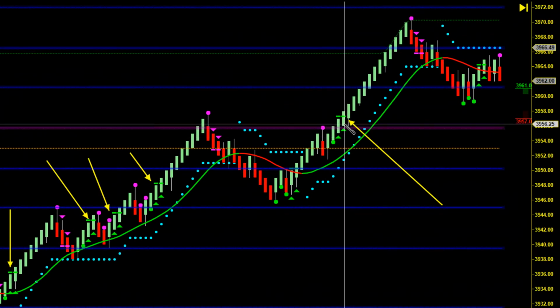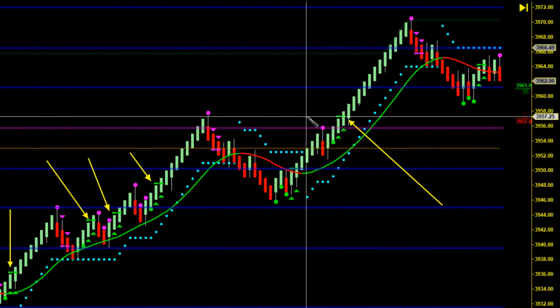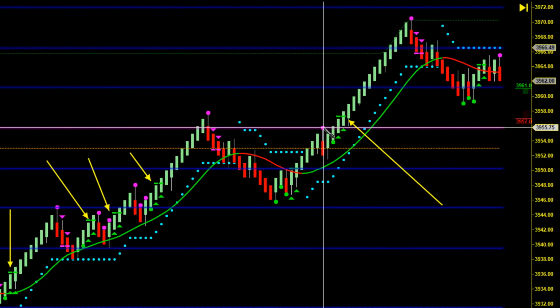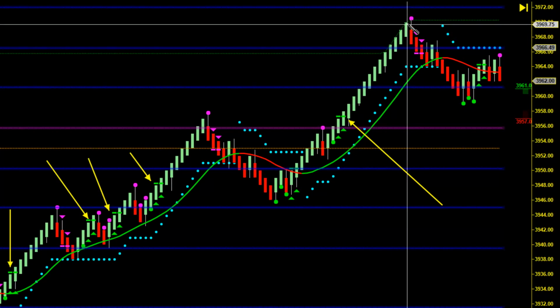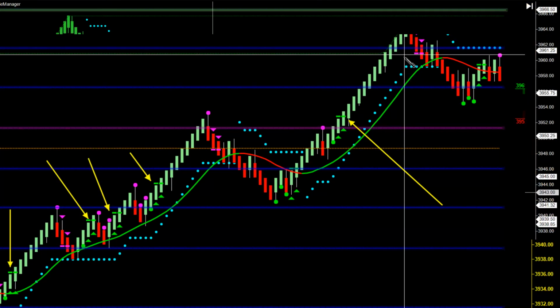Get ready, get set, go. My entry is right above what would have been resistance right here. And we see that we go on to make new highs. This is actually a really fast move that was made for the day.